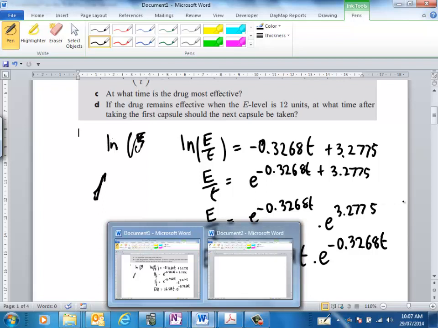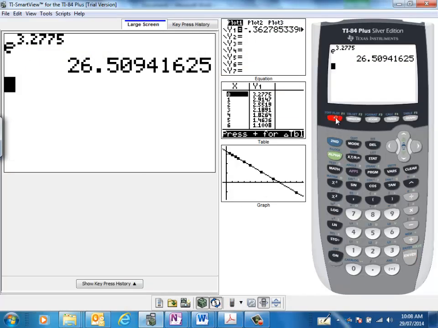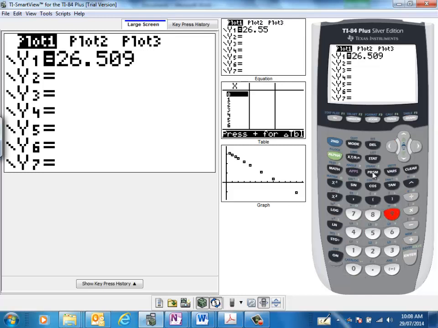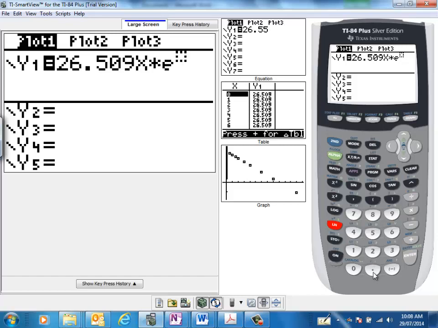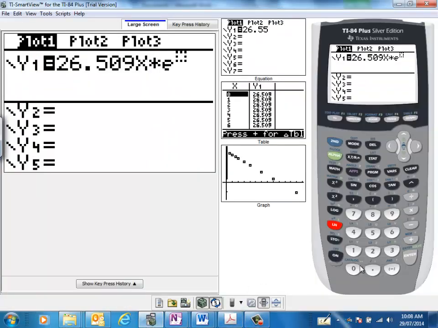Now, the interesting thing about this is basically the graph itself, so we probably should do that. Let's do that. Just clear that function. 26.509 x times e, what was my function again? Negative 0.3268.